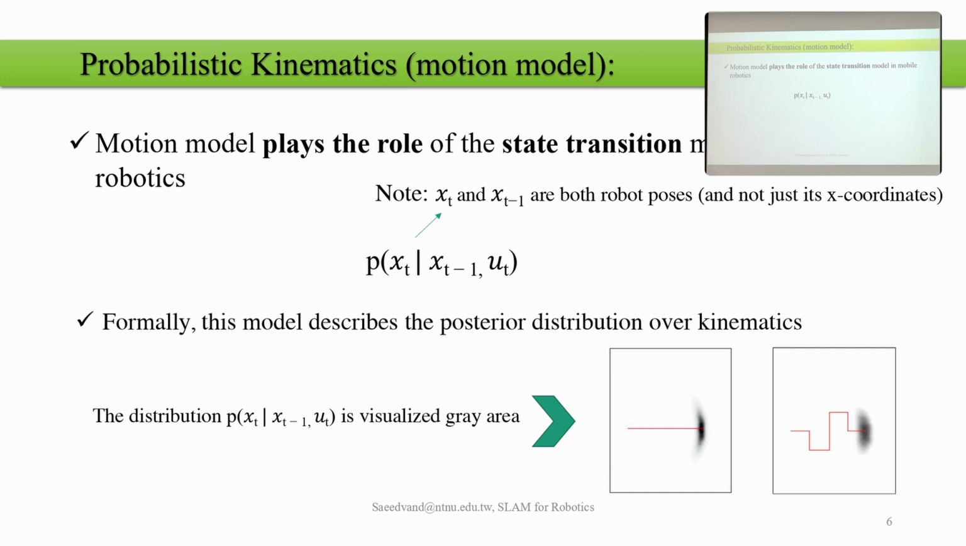So we say the motion model plays the role of the state transition model in mobile robots. What is the state transition? Also, we are talking about reinforcement learning. If you have the same thing from one state moving to the next state, what is the probability of moving from one state to the next state? That comes from a motion command that we are running. If you are clever, you can connect these two.